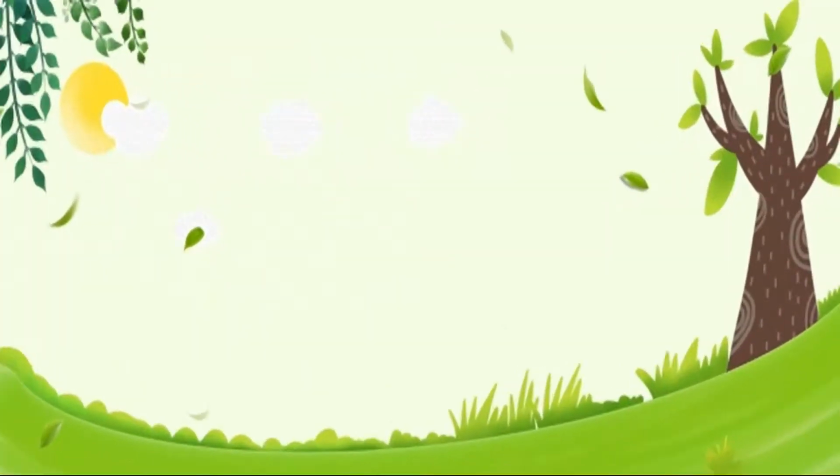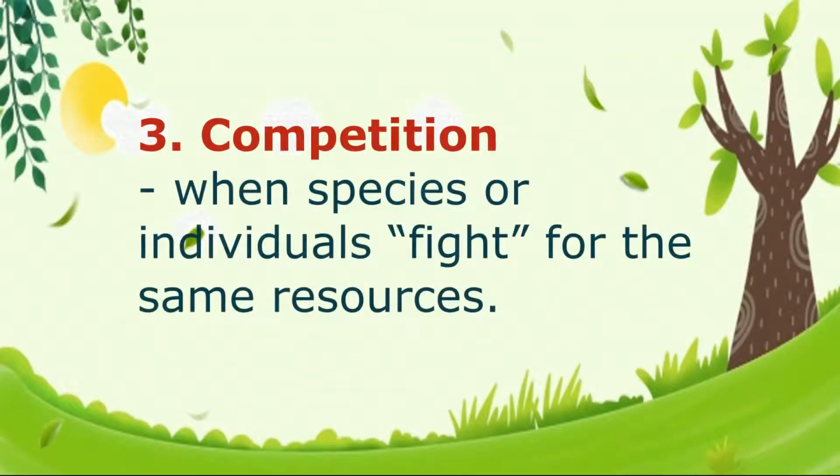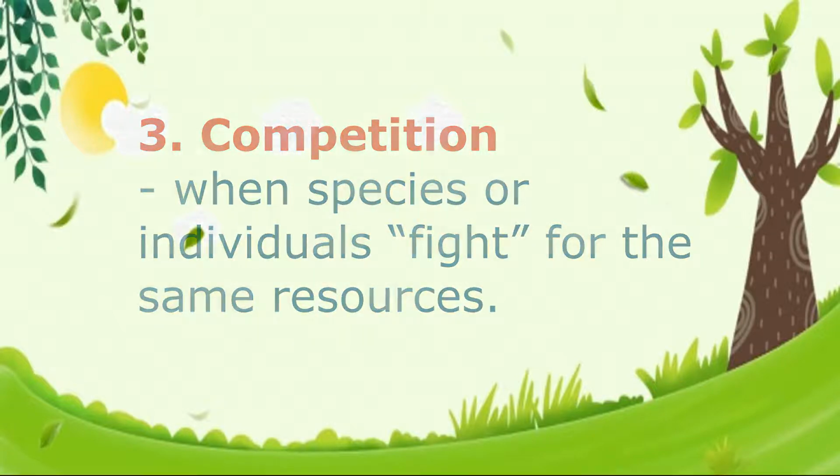Another ecological relationship is competition. Competition is a powerful form of interaction in the organization of communities, but it differs from other forms of antagonistic and mutualistic relationships in that no species benefits from the interaction. It is when species or individuals fight for the same resources.